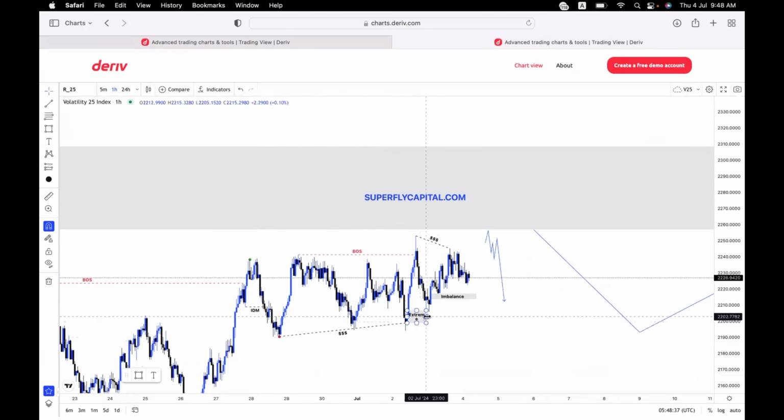And then after that liquidity, there was an extreme order block here, right? And the order block was mitigated, and price continued to go up, and also created another liquidity here, which might be taken out. Let me refresh the chart.